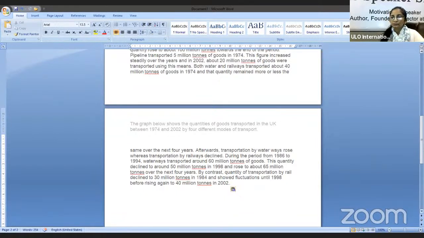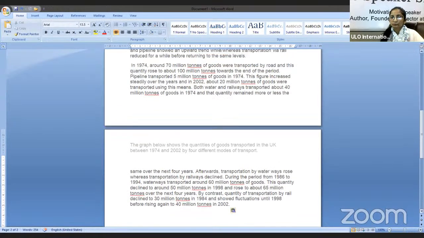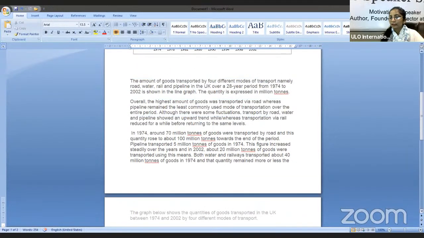So this is our task. I will describe it again. I will read it completely for you. The amount of goods transported by 4 different modes of transport, namely water, rail, road, and pipeline in the UK. We have to mention the country here. Over a 28-year period from 1974 to 2002 is shown in the line graph. Also, you can write the same, starting from the line graph. The line graph compares the amount of goods transported by 4 different means of transport, namely these, in the UK from 1974 to 2002. The quantity is expressed in million tons.